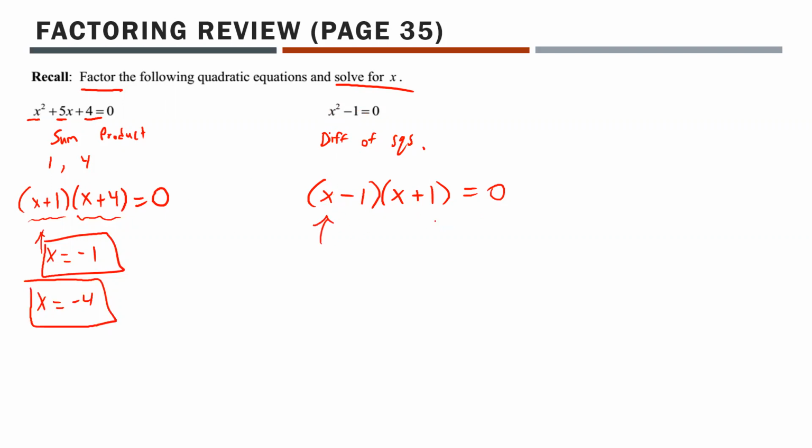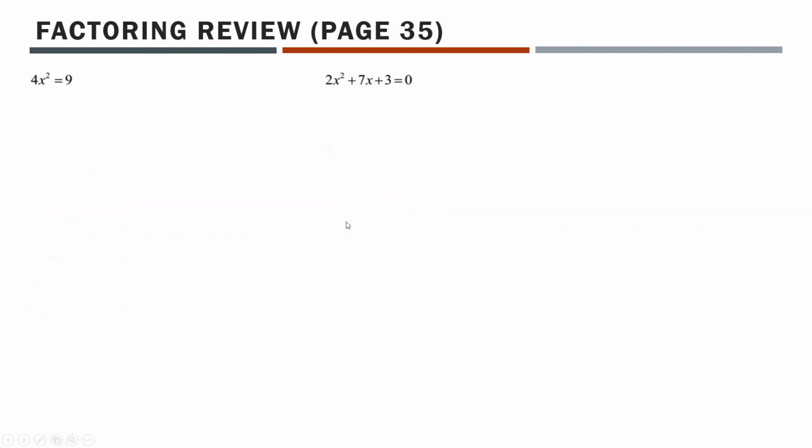Look at where each of your factors would make this equal to 0. So x minus 1 will equal 0 when x equals 1, and x plus 1 will equal 0 if x equals negative 1. So your answer there is x is plus or minus 1, basically. All right, next one, still on page 35: 4x squared equals 9.